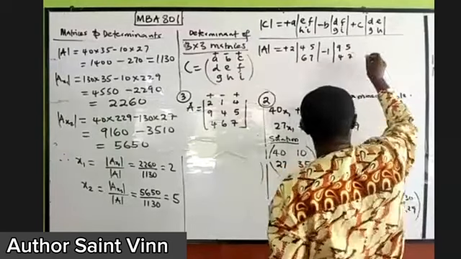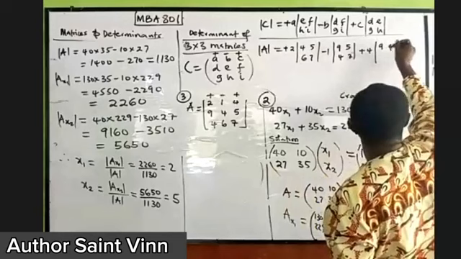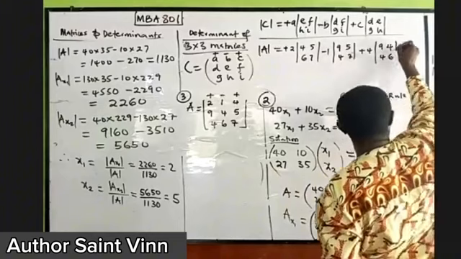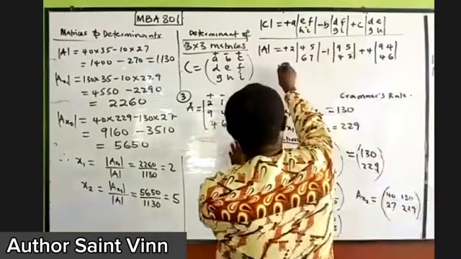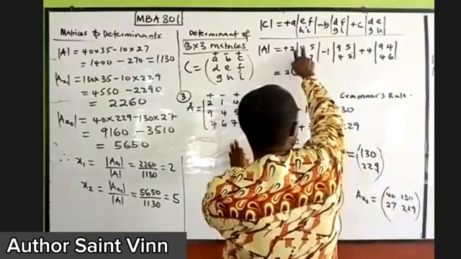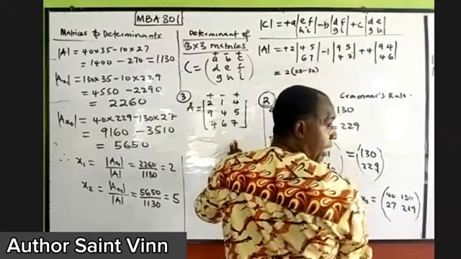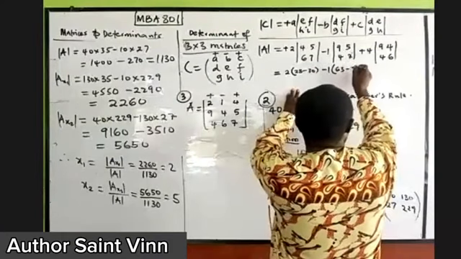Plus 4 into the determinant of 9, 4, 4, 6. That means they have gotten it. We thank God. Any question? It's the same thing, that's what I'm saying. It's theory. Now the determinant of this will be what? 28, minus 30, you agree? Plus 1 into 60 minus what?